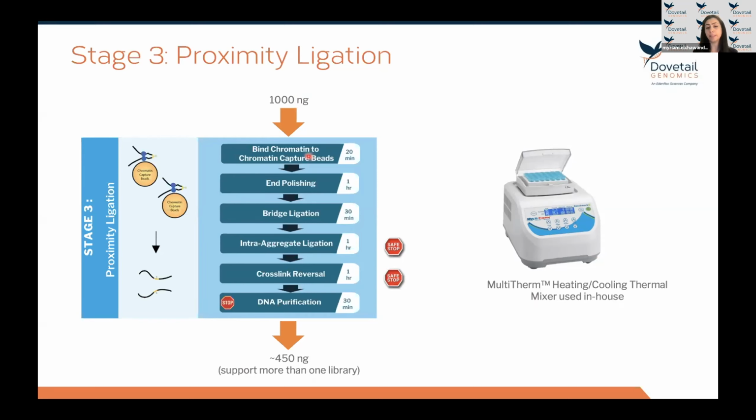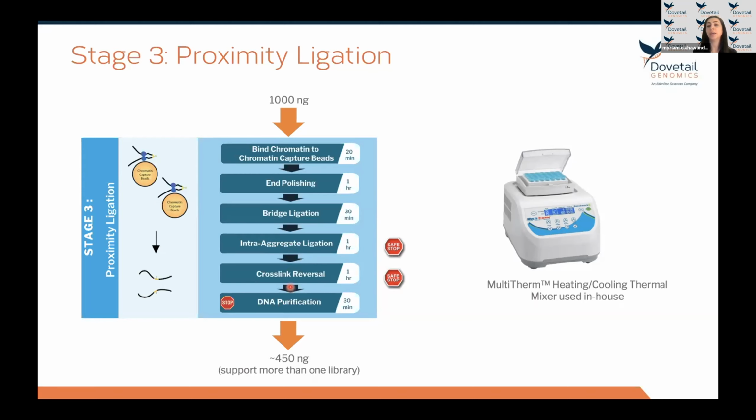The first step in stage 3 is to bind the chromatin fragments to chromatin capture beads. So the proximity ligation reactions will be carried out on the beads. Then you will repair the ends of the chromatin fragments. A custom biotin-tagged adapter or bridge will be ligated to the repaired ends of the chromatin fragments. And then fragments that are co-localized in the 3D space are ligated to each other through that bridge to generate the proximity ligated chimeric DNA molecules.